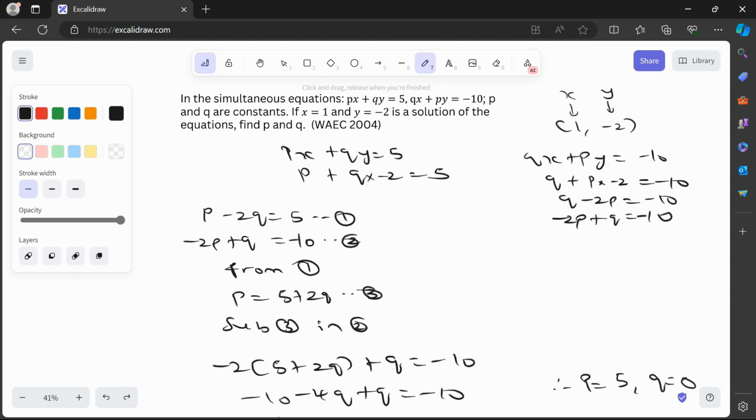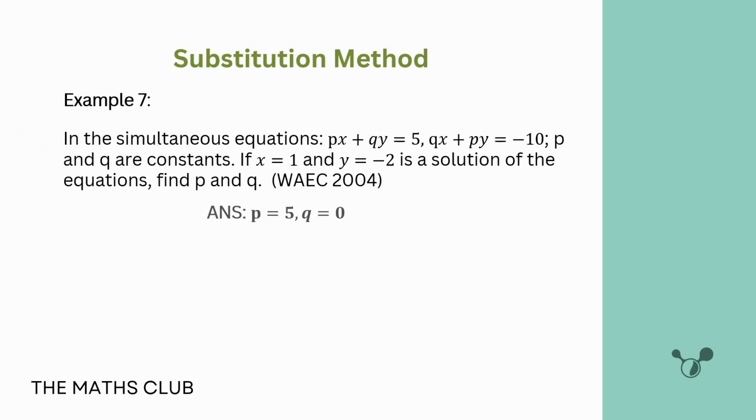You can also check your answer by putting p as 5, q as 0 inside this equation and see if we're going to have 5. Of course, p is 5, q is 0. All this will turn to 0. So 5 minus 0 gives me 5. And p is 5, so minus 2 times 5, that's minus 10, plus q is 0, that will give me minus 10. So our answer is actually correct. Great, so p is equal to 5, q is equal to 0.